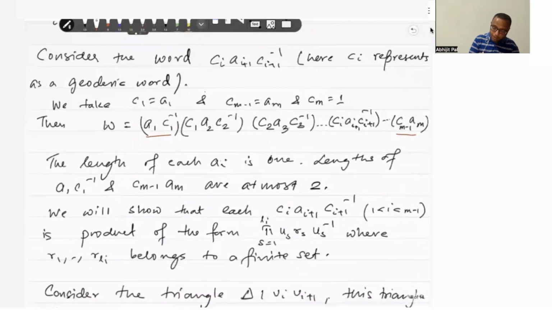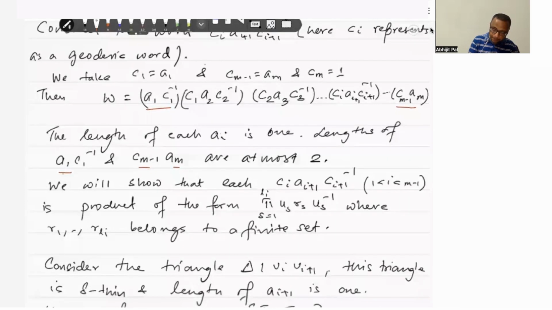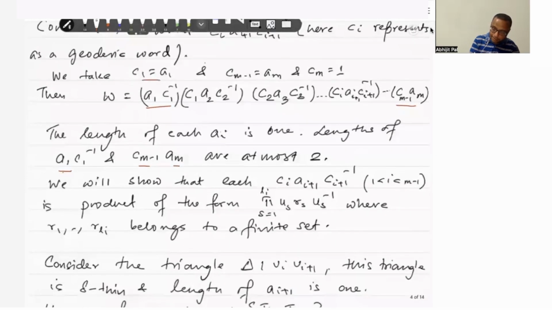Okay. Now the length of each Ai is 1. So the length of the loops A1 C1 inverse and Cm minus 1 Am will be at most 2, because C1 is A1 and Cm minus 1 is equal to Am. So this will be at most 2.